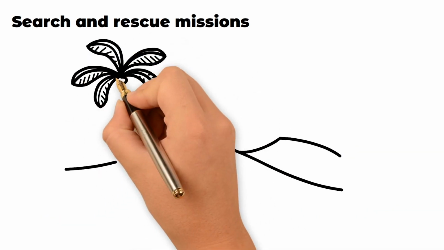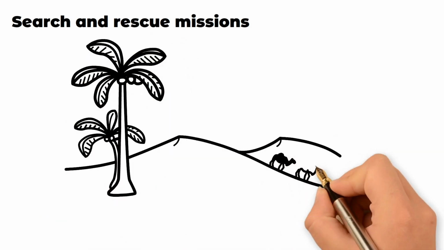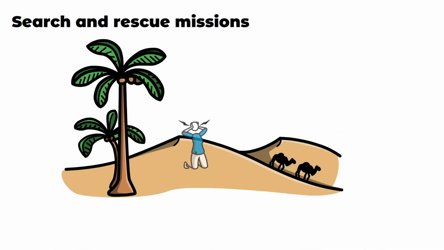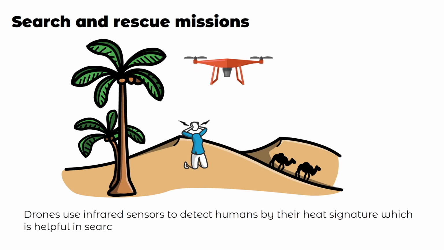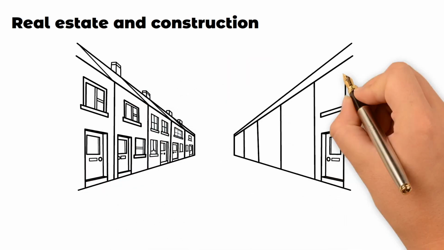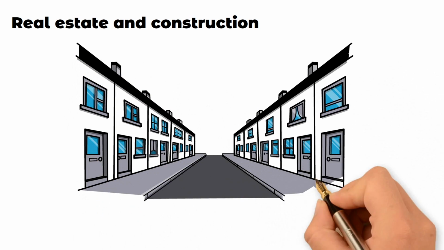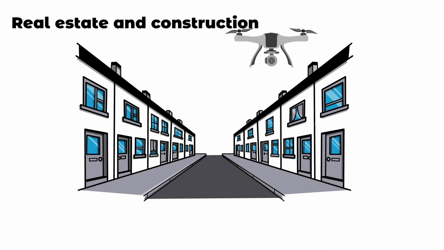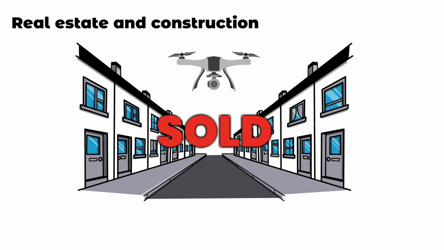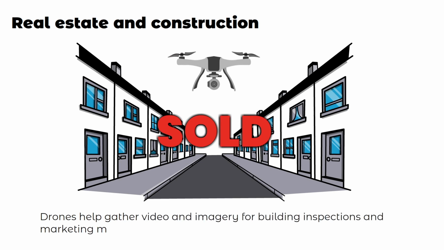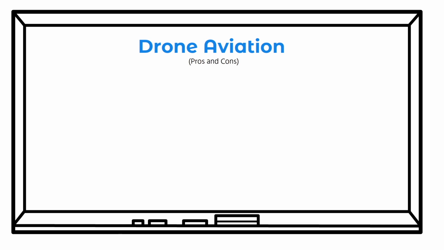Search and rescue missions. Drones are ideal for searching over vast areas for missing persons in need of rescue and in any environment. Real estate and construction. Drones have made it possible to survey land and gather information to assist developers and builders. Lastly, we'll talk about the advantages and disadvantages of drones.